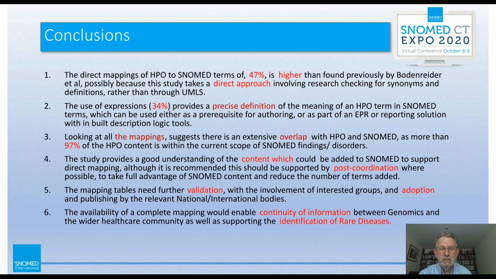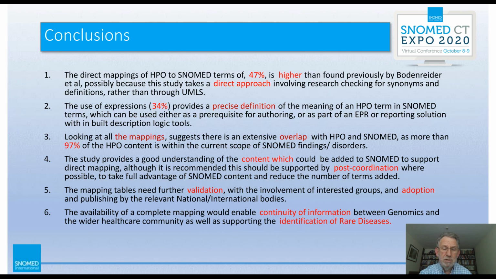This study provides a good understanding of the content which could be added to SNOMED to support direct mapping, although it's recommended this should be supported by post-coordination where possible to take full advantage of the SNOMED content, such as body site, to reduce the number of terms required. The mapping tables do need further validation with the involvement of interested parties and adoption and publishing by the relevant groups.